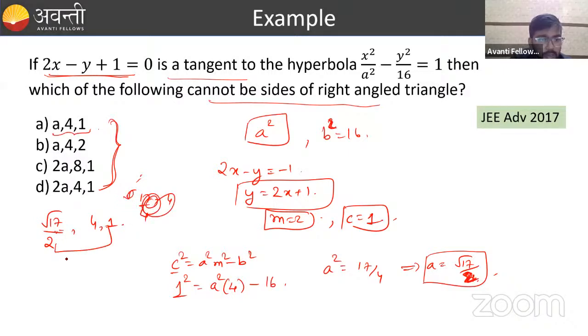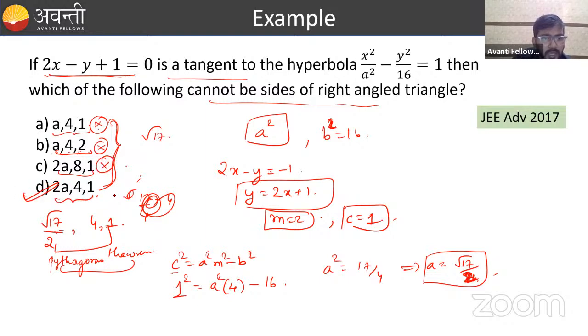So this cannot be, if you use the property like Pythagoras theorem, then you find that this cannot be the side of a right angle triangle for A42. If you find out A42 with the Pythagoras theorem, this again won't be the side of a right angle triangle. 2a comma 8 comma 1, 2a is root 17, root 17 comma 8 comma 1 won't be the side of a right angle triangle, and this will be the side of a right angle triangle.